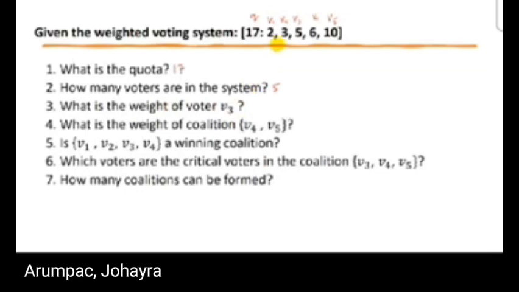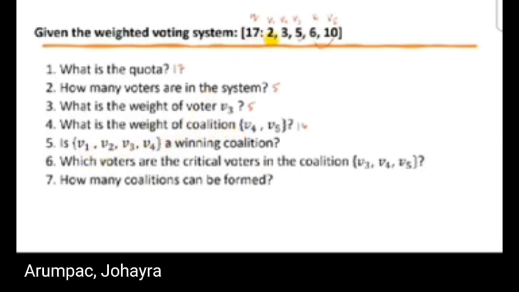So what is the weight of voter V3? So this is our V3, and its weight is 5. What is the weight of coalition V4, V5? So this is our V4, V5. 6 plus 10 is 16. So if you notice, we put braces so you can see that what we are referring to is the coalition.